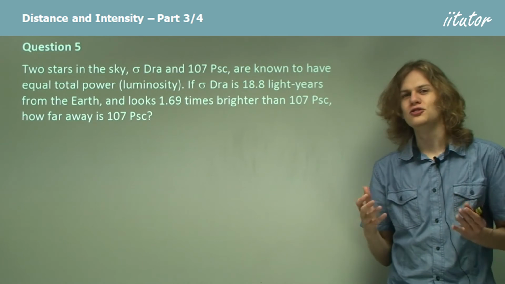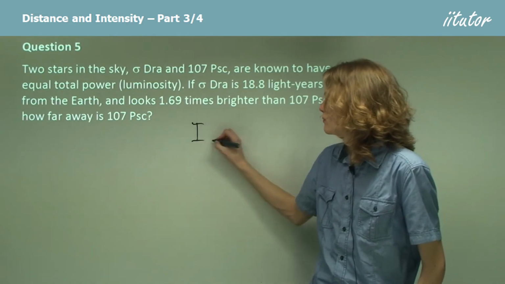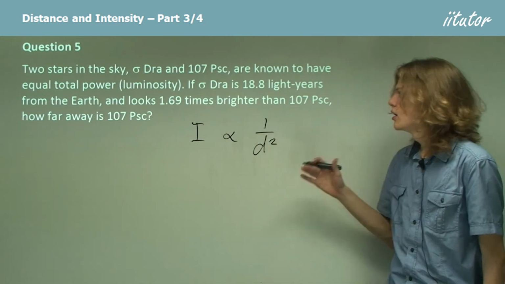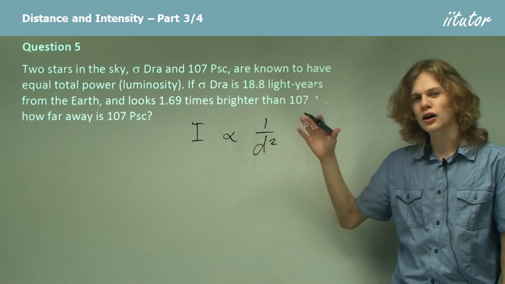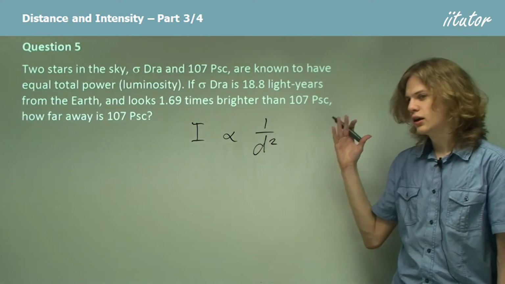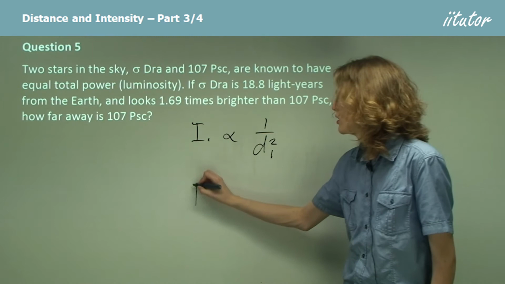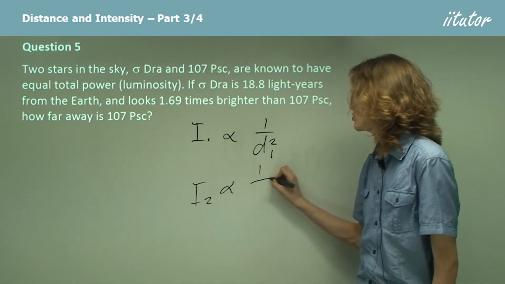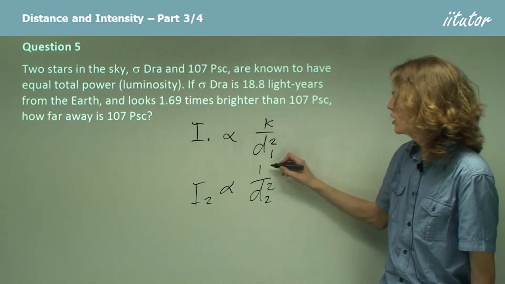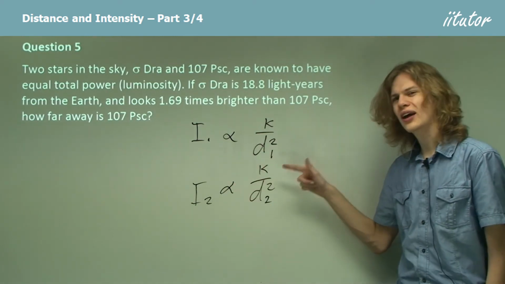Well, we know that we must have to use the inverse square law. That is, I is proportional to 1 over d squared. But in this case, we have two stars for which the constant that we're multiplying the right side by will be exactly the same. So we can say that we have intensity 1 and distance 1, as well as intensity 2 and distance 2, right? Now, because the constant at the top here is going to be the same for both stars, if we divide one equation by the other, this constant will cancel out.